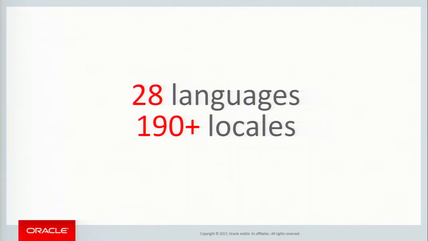We support 28 languages and 190-plus locales out of the box. Those languages include Hebrew and Arabic, so we support right-to-left languages. For example, if you're showing a Gantt chart and you change your locale to Arabic, then all the time axes and all the task bars will be flipped over. Same thing with the table.